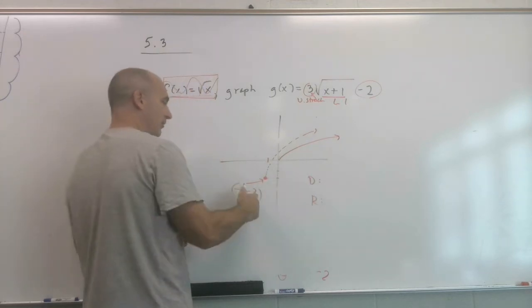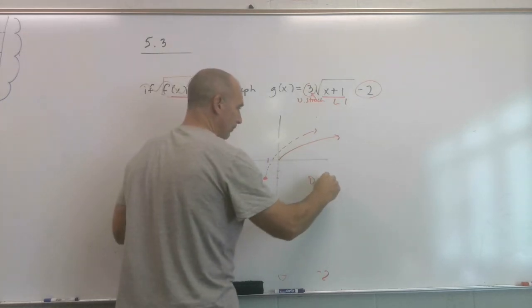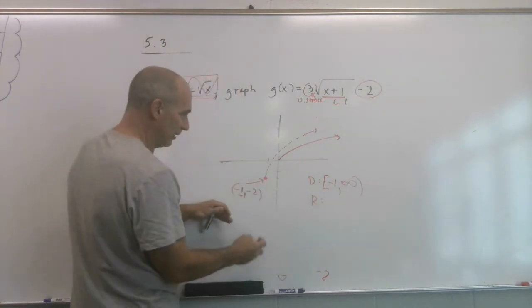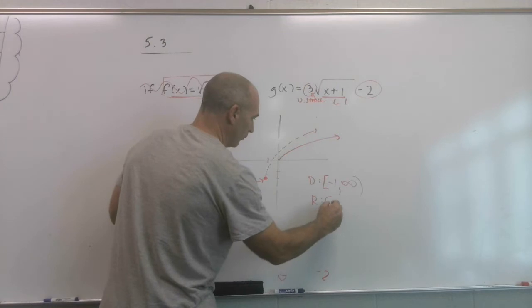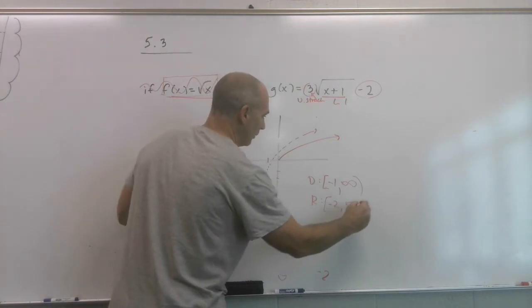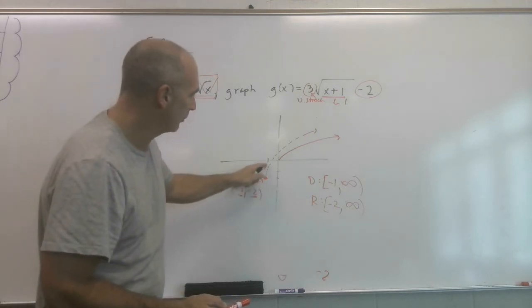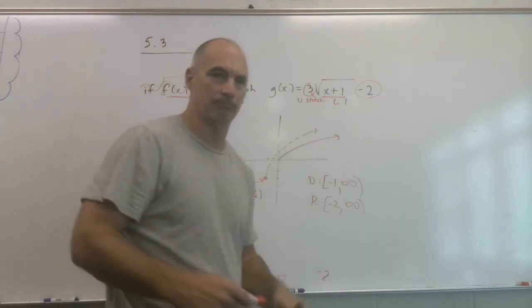So how far left does it go? -1. And it goes on to the right forever. How low does it go? -2. How high does it go? It goes up forever. Increasing or decreasing? Well, our little guy would be going up, so it's increasing.